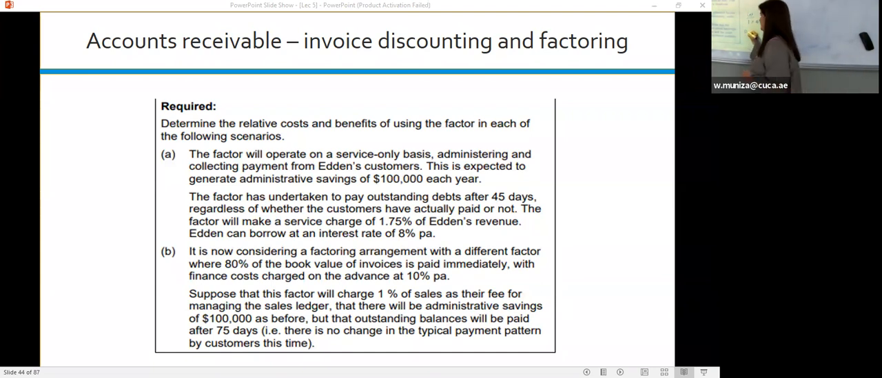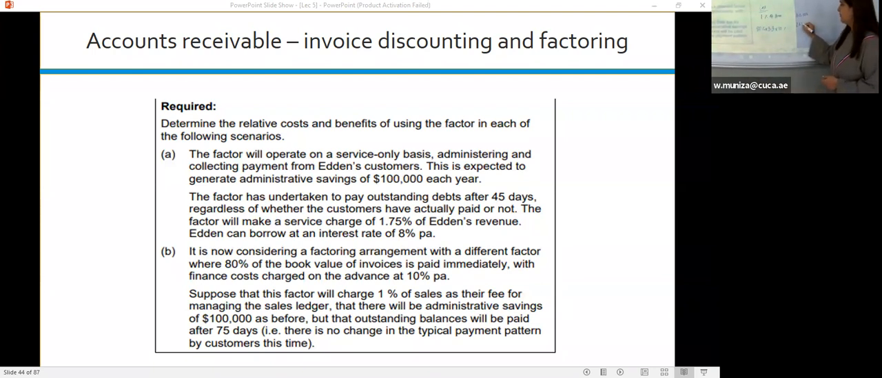80% of 3.3 million book value. Yes. 10% of that. Very good. So how much did you get? 264,000. Very good.